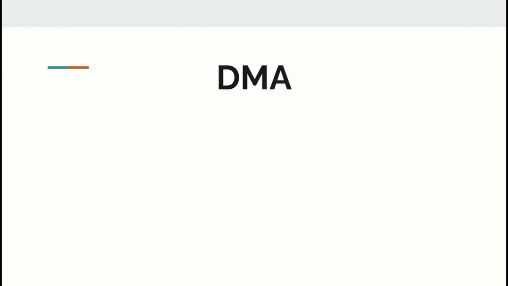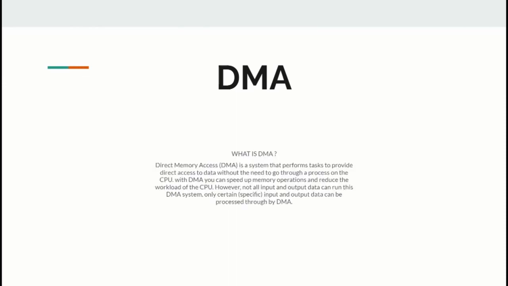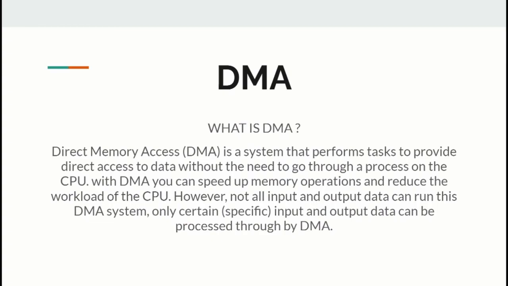Okay, I want to explain to you about DMA. First, what is a DMA? DMA is direct memory access. It's a system that performs tasks to provide direct access to data without the need to go through a process on the CPU. With DMA, you can speed up memory operation and reduce the workload of the CPU.